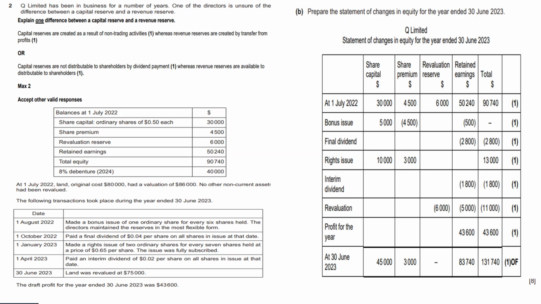First, I'll put balance at July 1st, 2022 in SOCE. So 30,000, 4,500, 6,000, and 50,240. This is for the retained earnings. Your total equity, what do you mean by your total equity? If you add all of them, you'll get that answer. Okay, fine. Will debentures come in your SOCE? No, debentures will come in the income statement. Okay, very good.